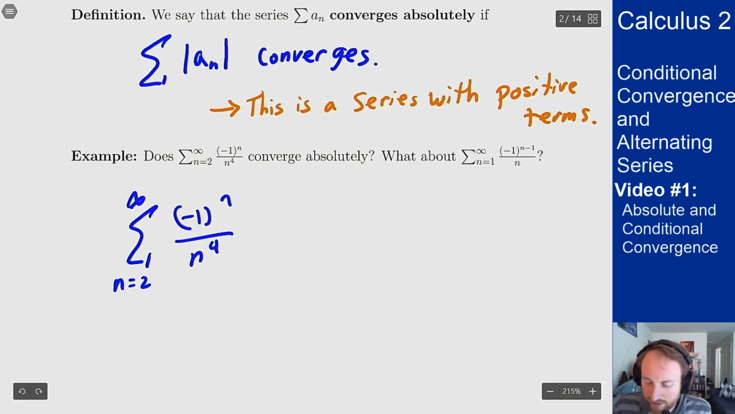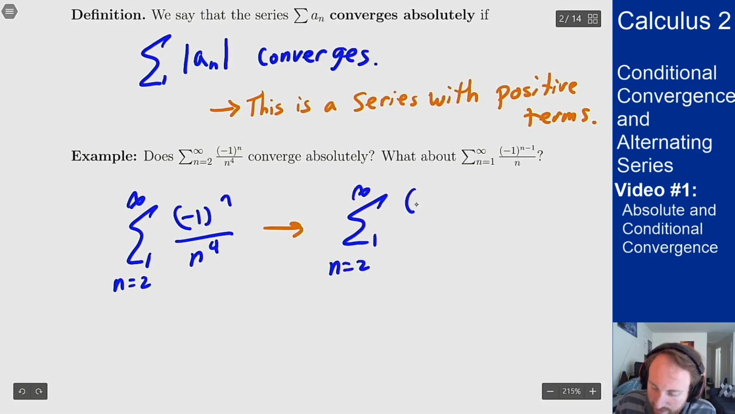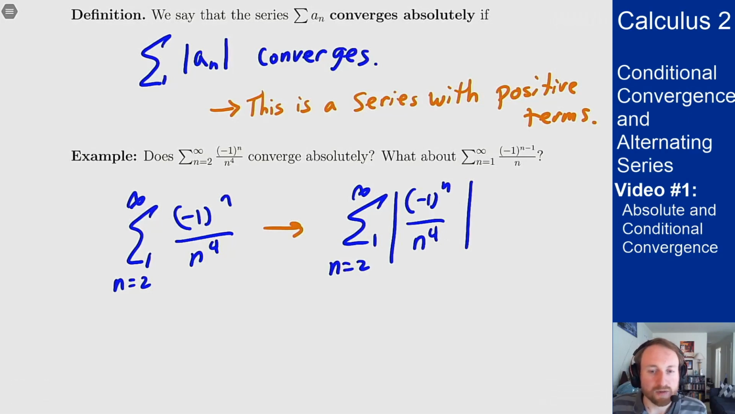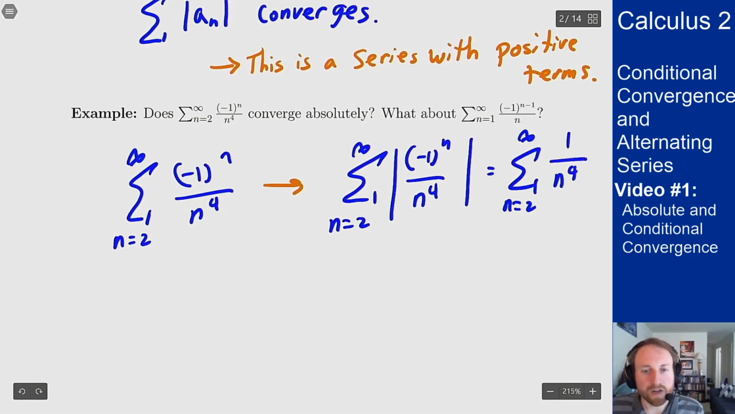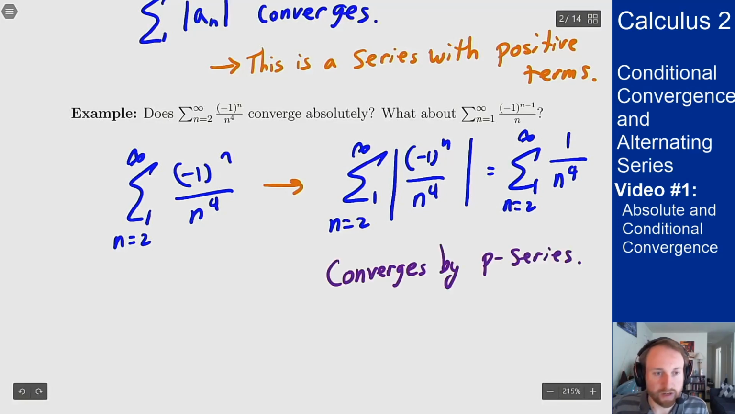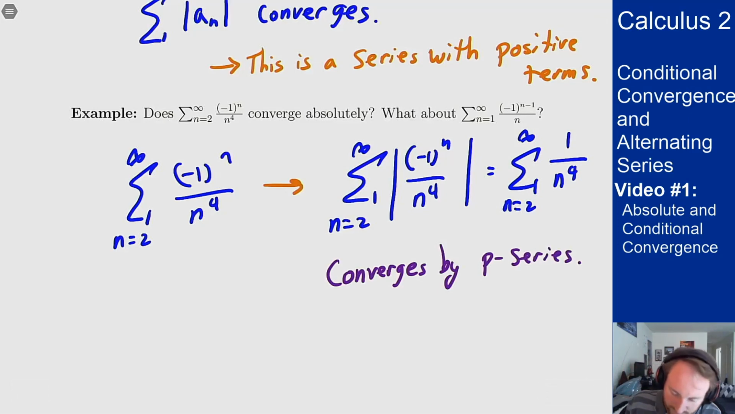To do that, I have to look at the related series, sum n equals 2 to infinity of the absolute value of (-1)^n over n^4. What happens with the absolute values? Well, that (-1)^n is always either 1 or -1, so in absolute value it's always equal to 1. And since n is positive, the n^4 is not going to change. So this is equal to the sum n from 2 to infinity of 1 over n^4, and that we know converges by p-series. Therefore, this series, (-1)^n over n^4, converges absolutely.